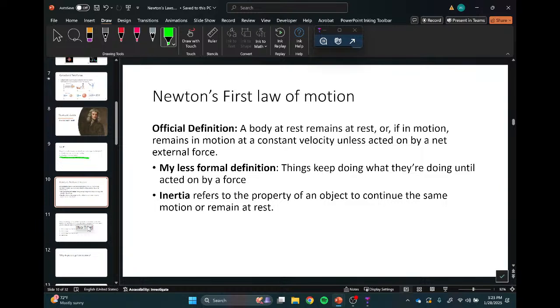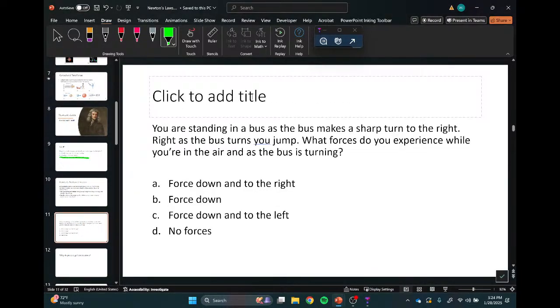This next question, the wording is not ideal, but it's the best I could come up with this morning, because this is going to have some interesting connections to things that you've experienced. So this is the one I picked. You are standing in a bus as the bus makes a sharp turn to the right. Right as the bus starts to turn, you jump into the air so that you're no longer touching the bus. When you're in the air, as the bus is turning, what forces do you experience?